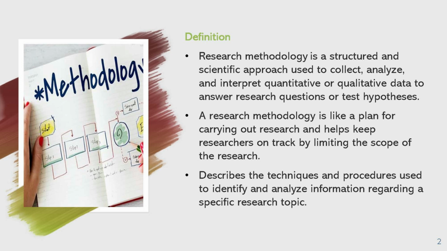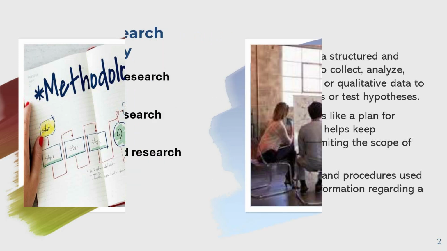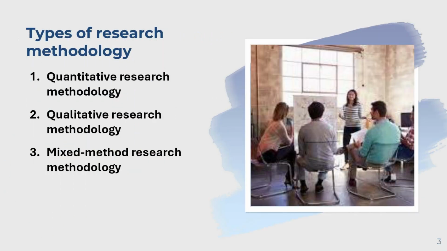A research methodology is like a plan for carrying out research and helps keep researchers on track by limiting the scope of the research. It describes the techniques and procedures used to identify and analyze information regarding a specific research topic. There are three basic types of research methodologies.